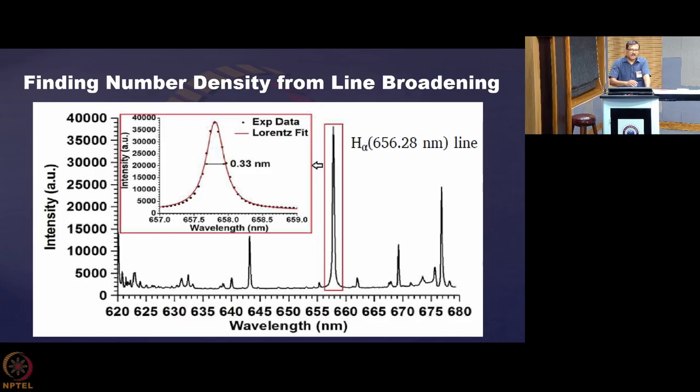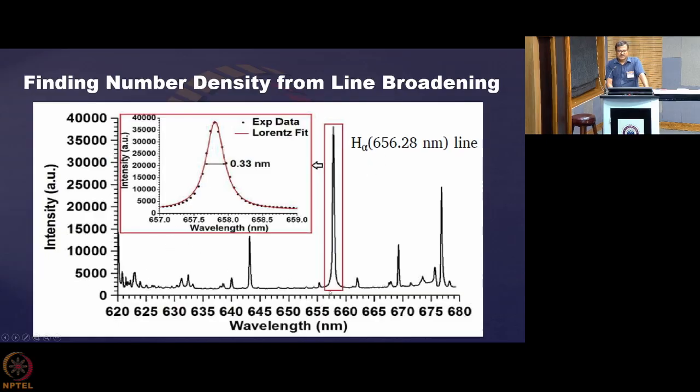So now, how does the broadening work? What you are seeing here are the different lines, and I have expanded this 656.28 nanometer H alpha line here in the inset.